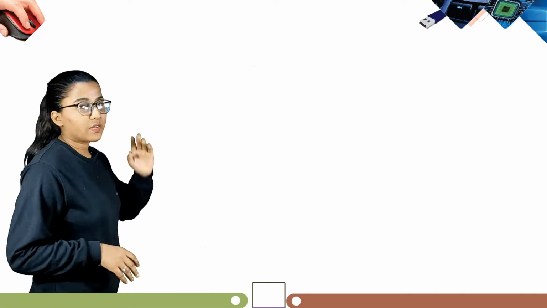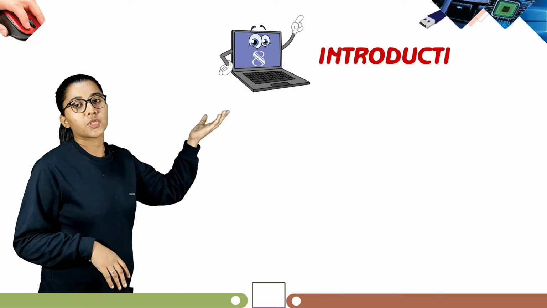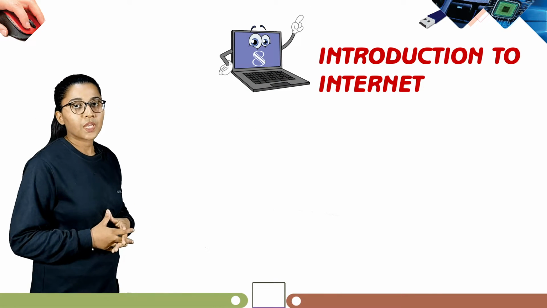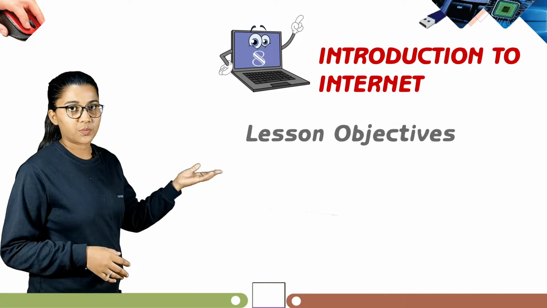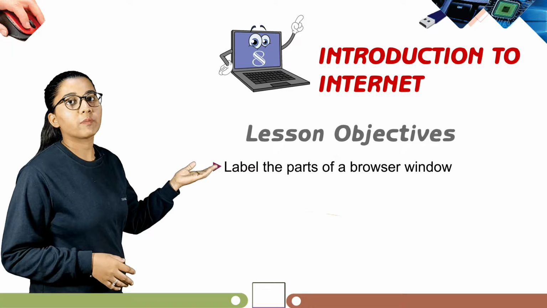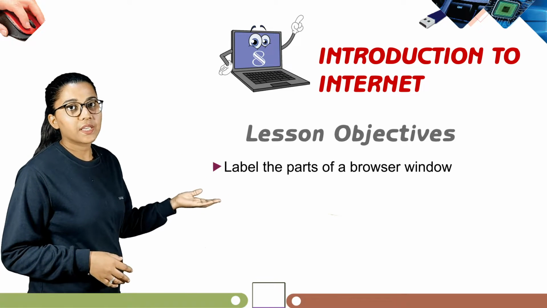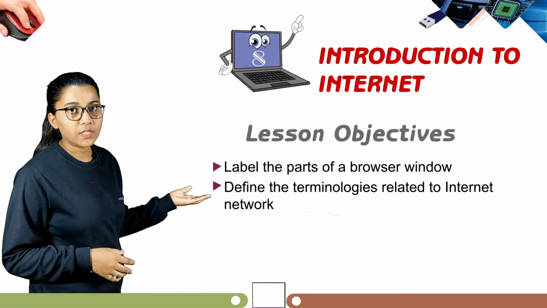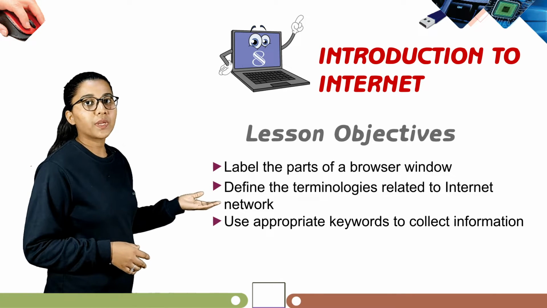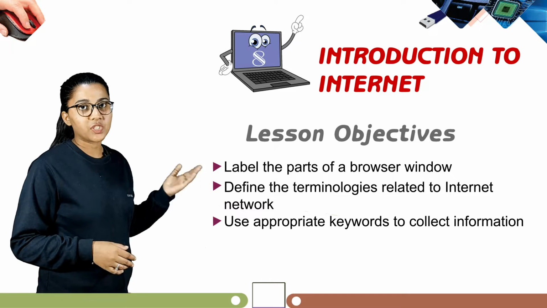So let's start our 8th chapter, that is Introduction to Internet. So students, before we start our chapter, we have some lesson objectives. Label the parts of browser window. Next, define the terminologies related to internet network. Then use appropriate keywords to collect information.